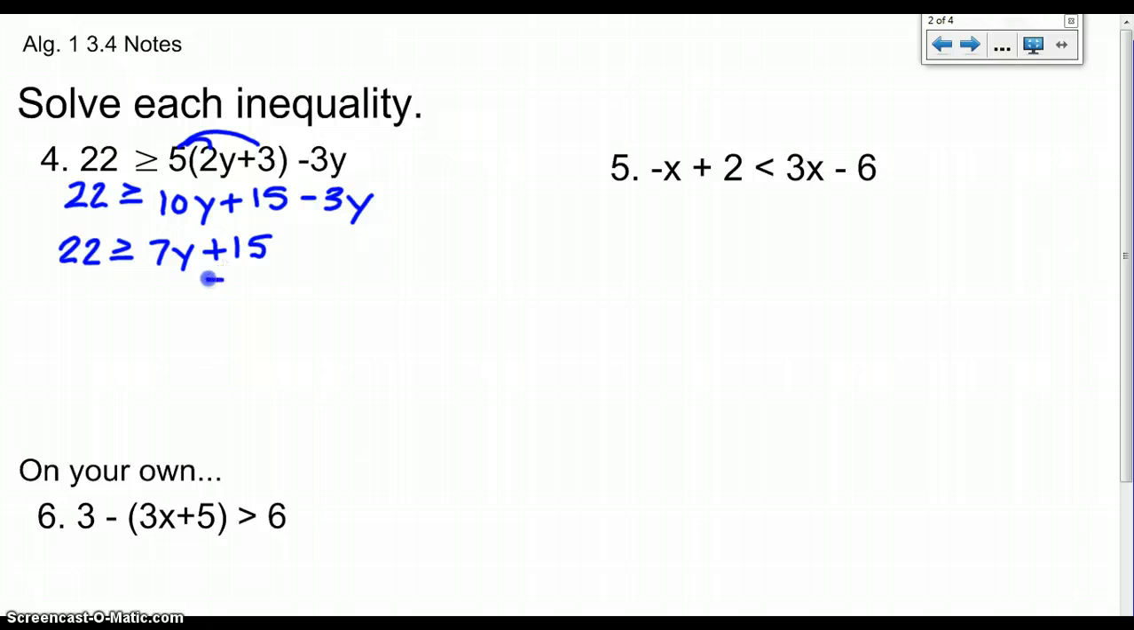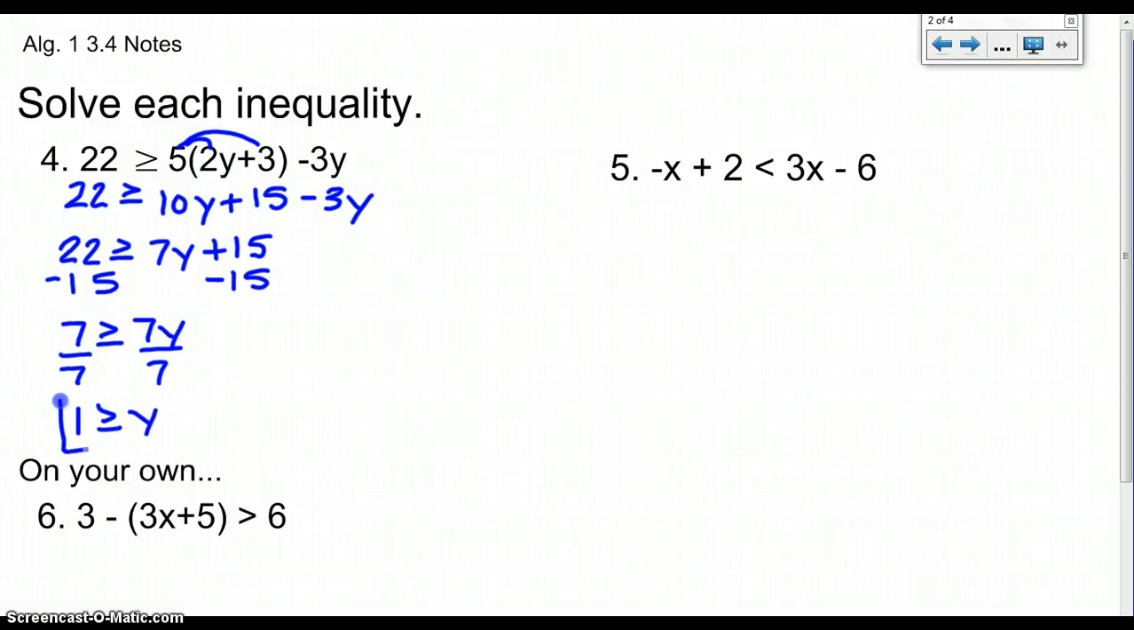Then to get y by itself, subtract 15 from both sides. We get 7 is greater than or equal to 7y. Divide by 7 on both sides. We get 1 is greater than or equal to y. And that's our answer.